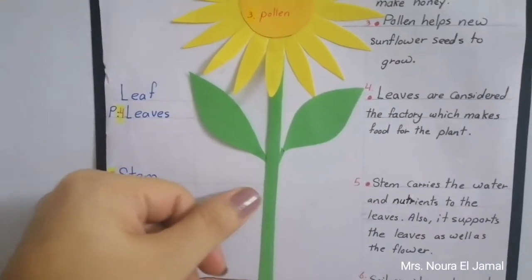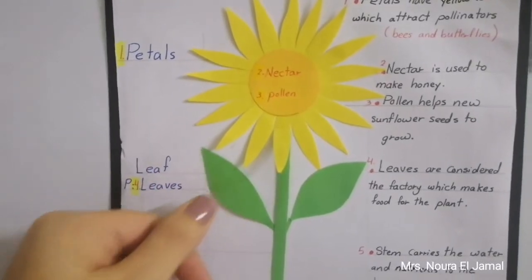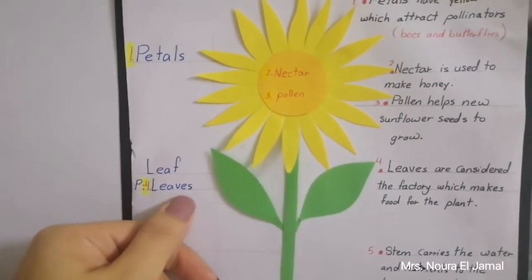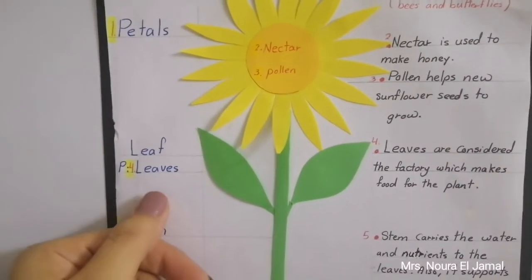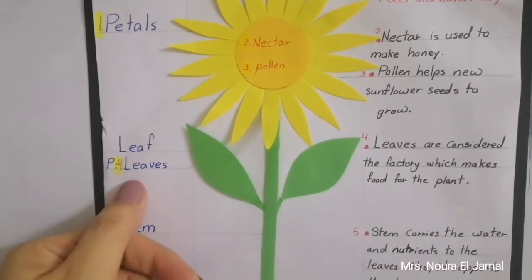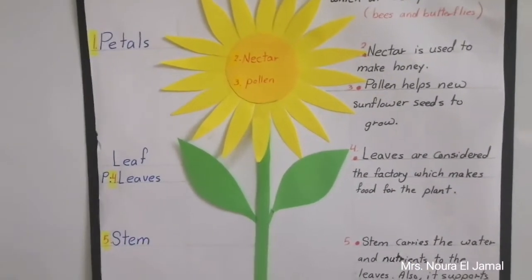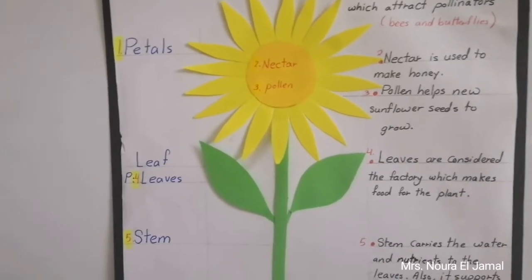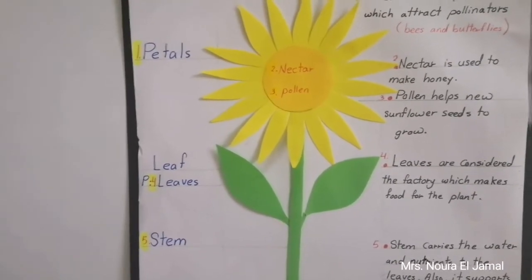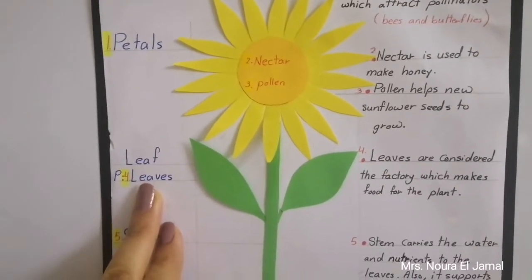Let's go to the other part. Leaf is for only one. The plural here is leaves, for two or many. Leaves. What is the function of leaves? Leaves are considered the factory which makes food for the plant. So leaves here make food for the plant.